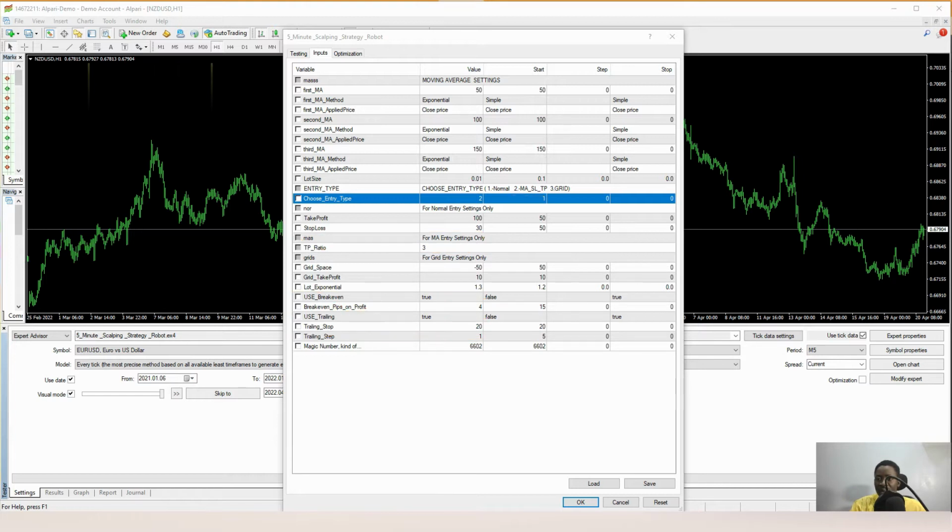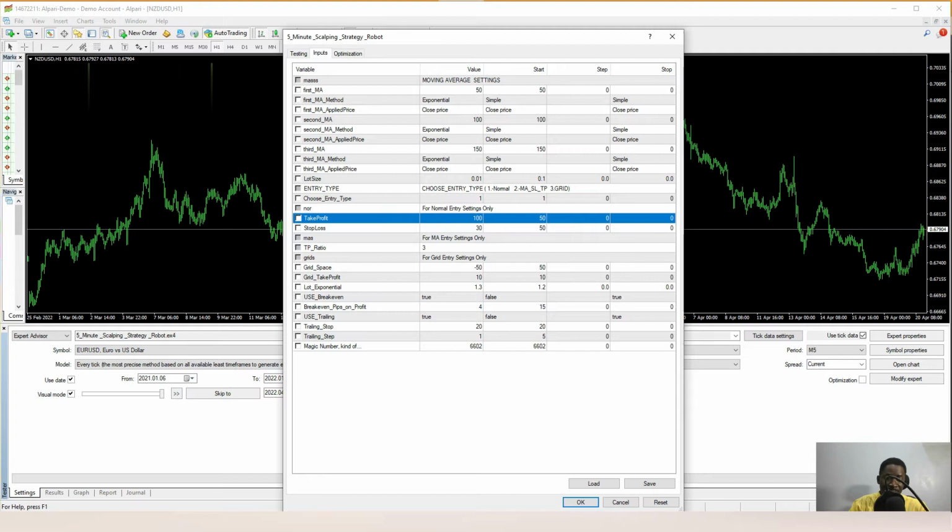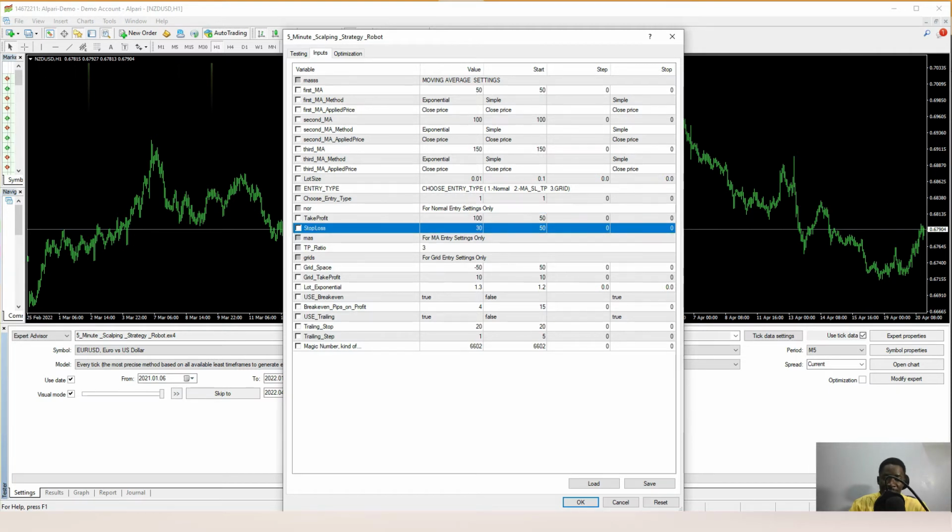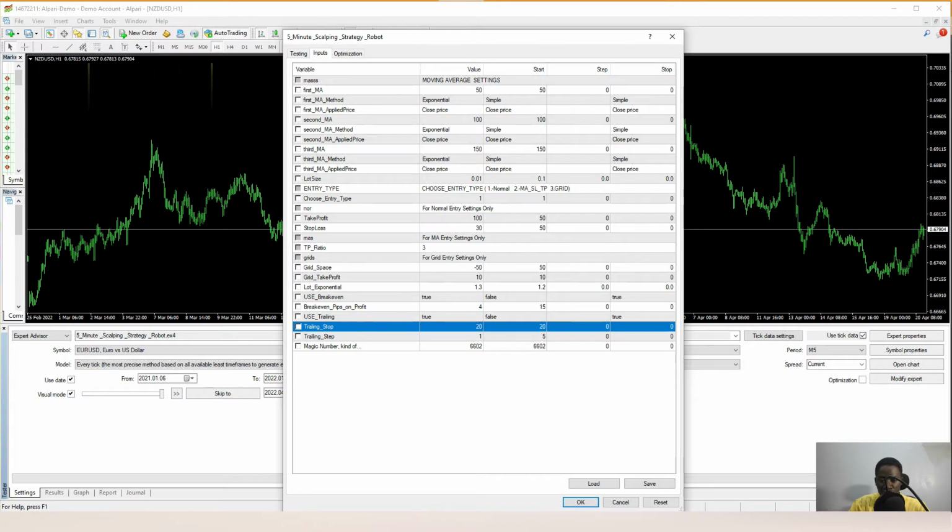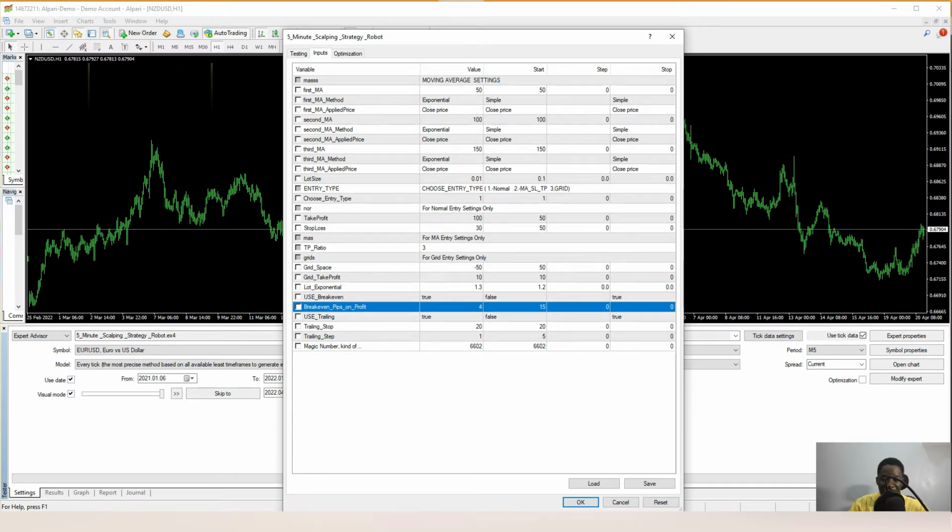So let's quickly do some back tests now. Let's choose 1 for our normal. We want our take profits to be 100, our stop loss to be 30. I think that's cool. Then we want our trading stop. Let's use trading stop to start trading when it says 20 pips, and it should be trading with one step. Our break even, we want to set it to 5. So let's just try it out, and let me click OK.